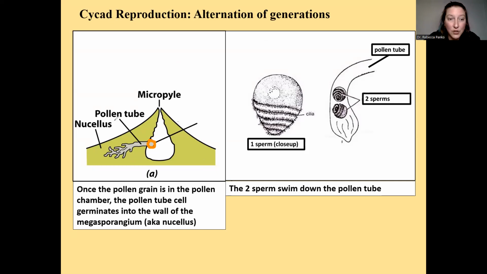And then the pollen tube cell is going to start to elongate and grow into the wall of the Microsporangium. See that? Into the wall of the Microsporangium. This is very complex, right, guys? This is a very complex thing compared to what we've seen before in plants. So the pollen tube cell is going to grow, grow, grow. As it grows through the wall of the Microsporangium, the two sperm will swim down the pollen tube as it grows. Okay.